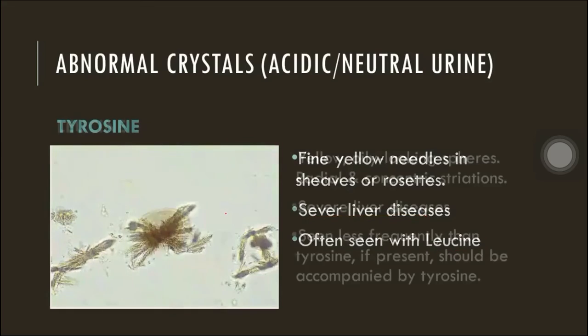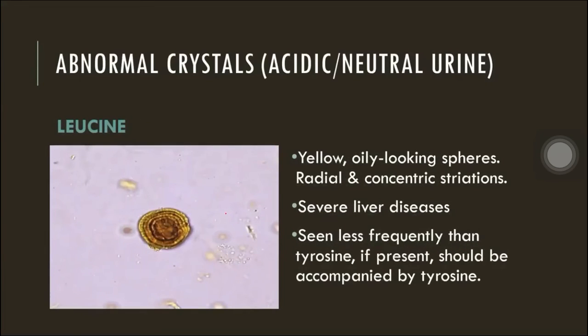Okay, next, how about leucine? Leucine, yellow oily looking sphere, and take note, ito yung keyword niya, siya yung may radial and concentric striation. Same siya ng clinical significance with tyrosine. It may be seen in severe liver diseases. Seen less frequently than tyrosine, rare siya as compared to tyrosine. But if nakakita ka ng leucine, dapat ka ring makakita ng tyrosine. Kapag nakakita ka ng leucine, kunwari suspected mo leucine siya pero wala kang tyrosine, then it is not leucine. Dapat seen siya in conjunction with tyrosine.